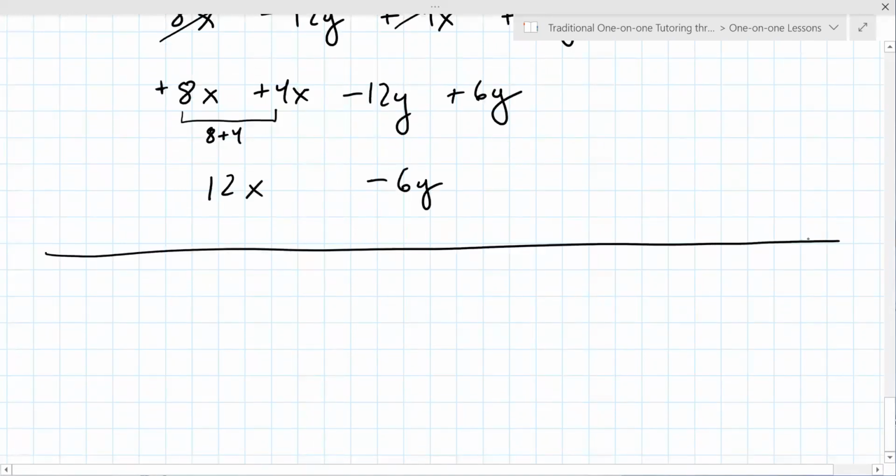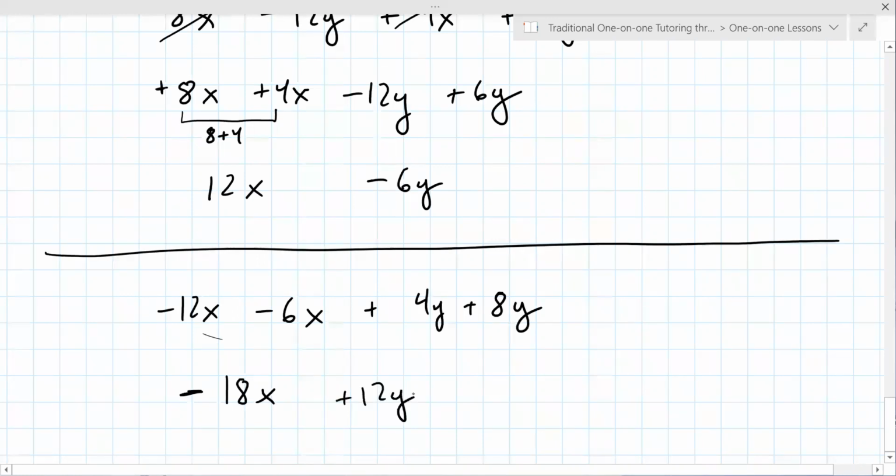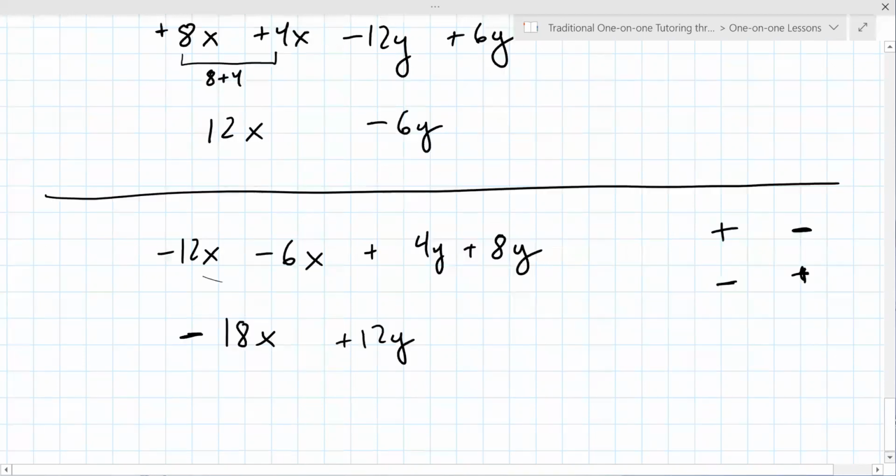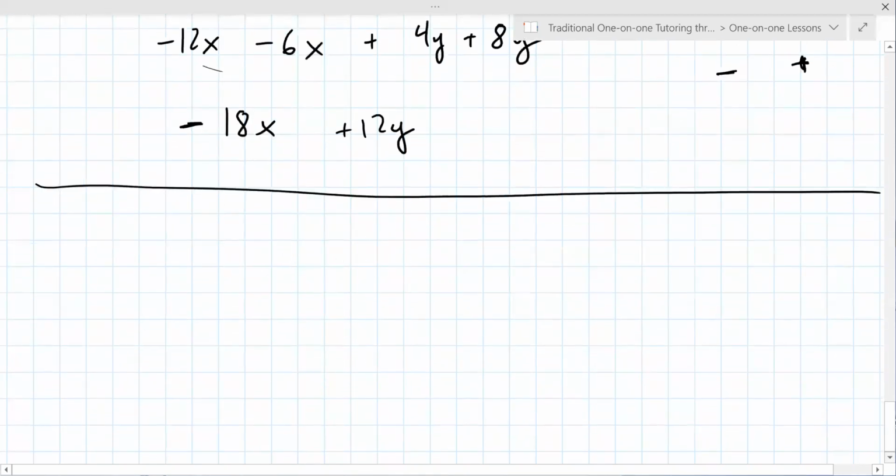So here's some other possibilities. Negative 12x minus 6x. If they're both negative, what do you do? You have to add, but it keeps the sign. So negative 12x and negative 6x, you add. If it's plus 4y plus 8y, they're both positive, so what do you do there? Add, 12y. So it's only when one is positive and one is negative that you end up having to figure out which one is bigger.